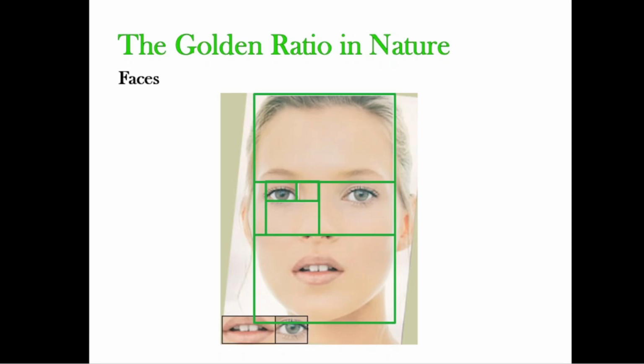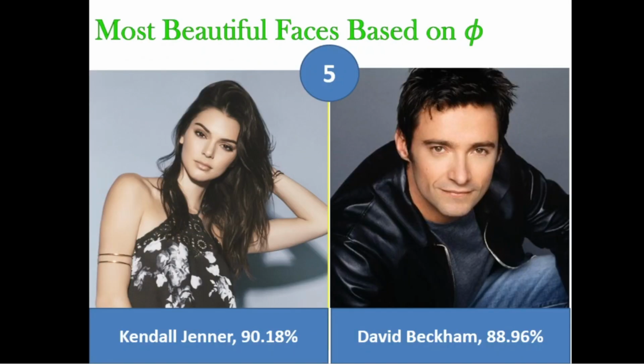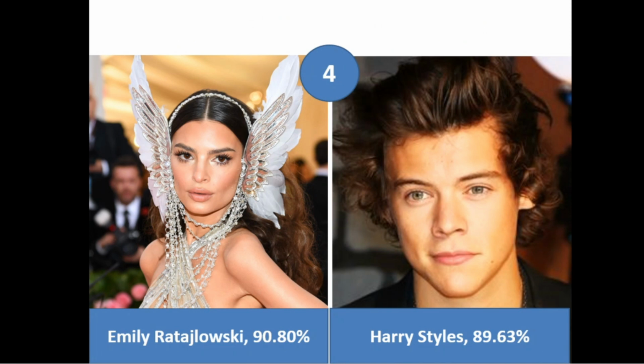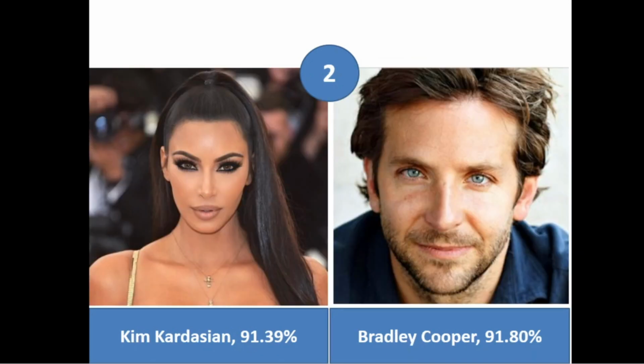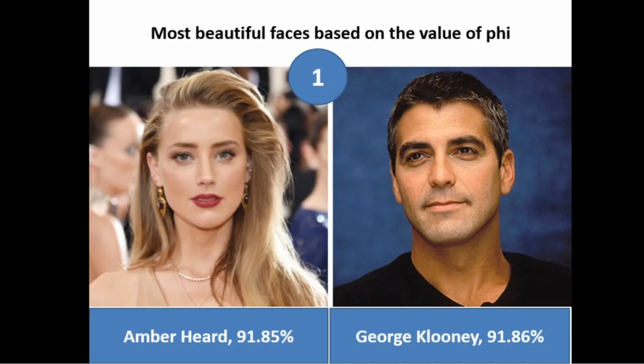In fact, I have made a little research on the most beautiful faces among Hollywood actors and actresses based on the value of the golden ratio. So I will only be presenting you the top 5. In the 5th spot are Kendall Jenner and David Beckham, 90.18 and 88.96% close to the number phi, or the golden ratio. In the fourth spot, you have Emily and Harry Styles. Your third spot is Kate Moss and Brad Pitt. The second spot is Kim and Bradley Cooper. And at the top spot are Amber Heard and George Clooney, 91.85% and 91.86% close to the number phi, respectively.